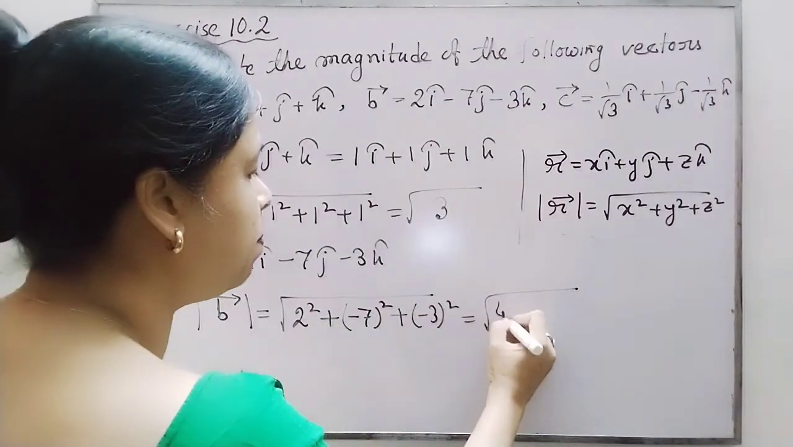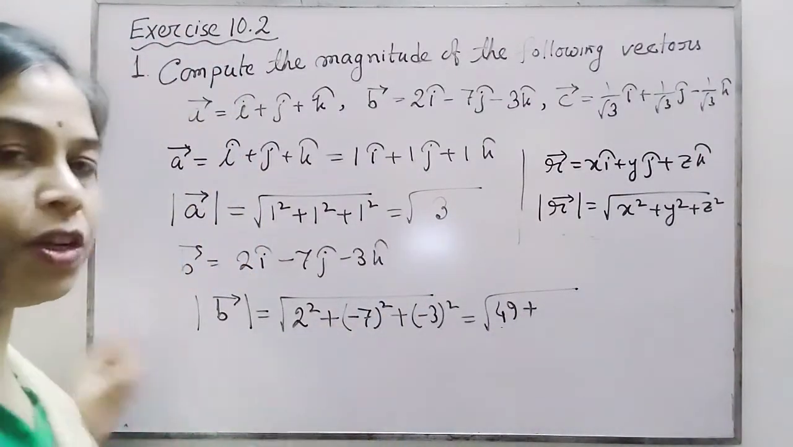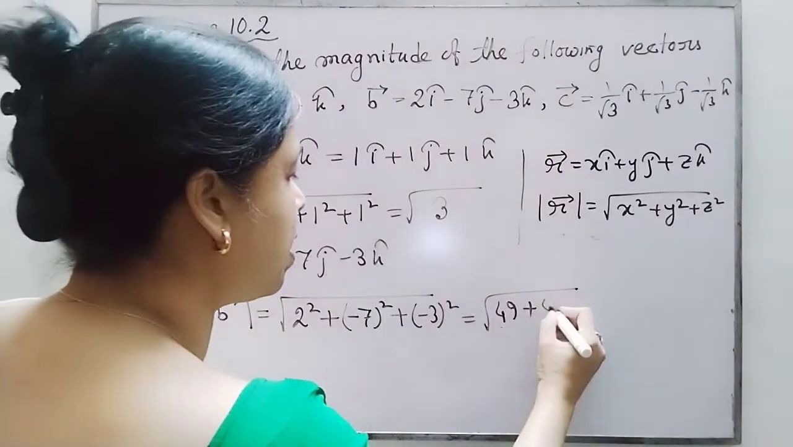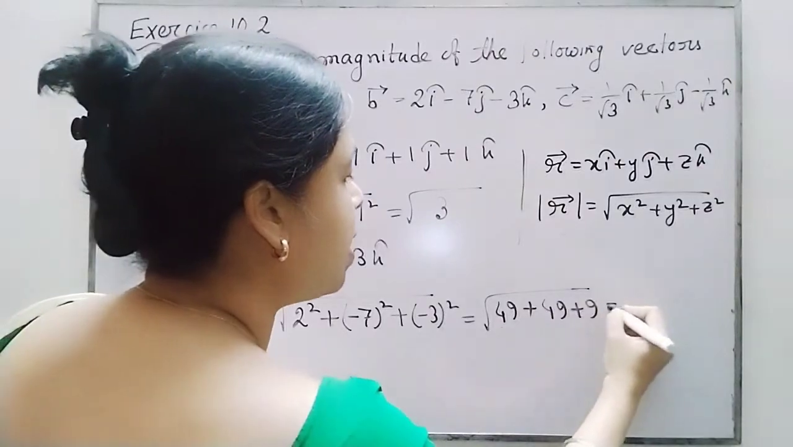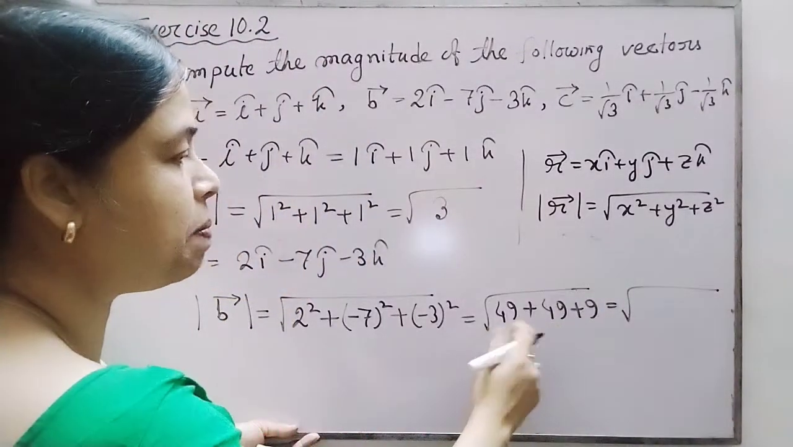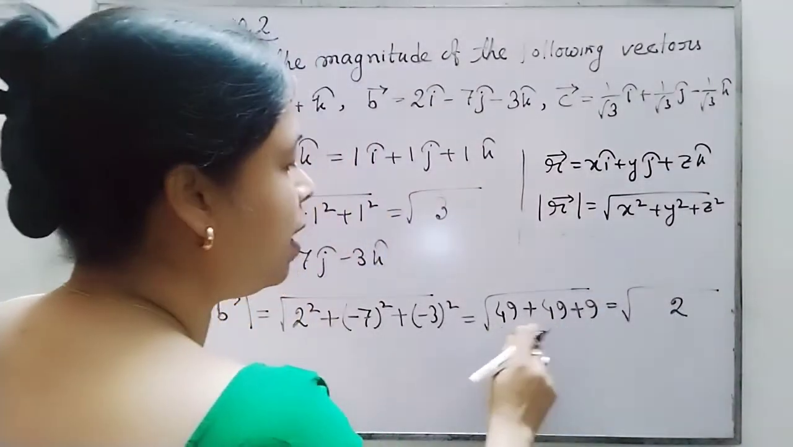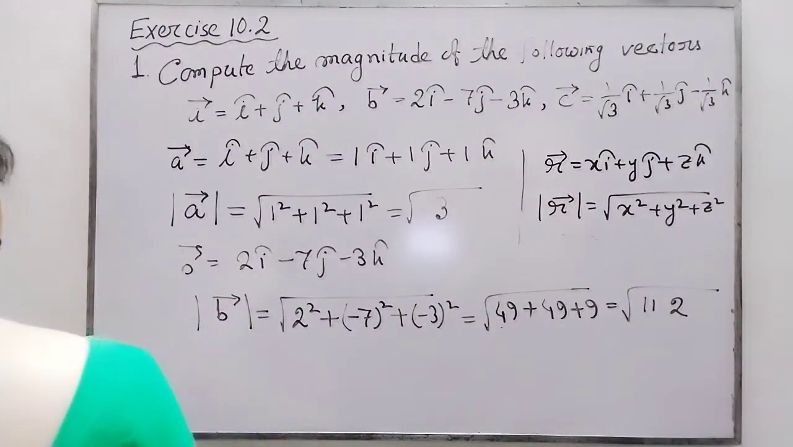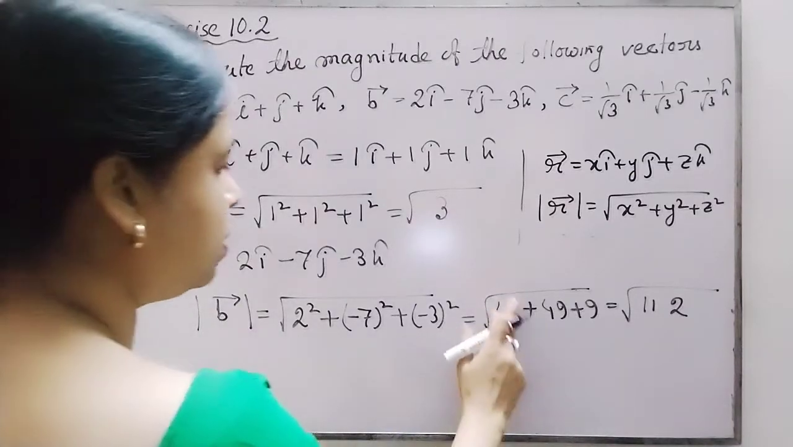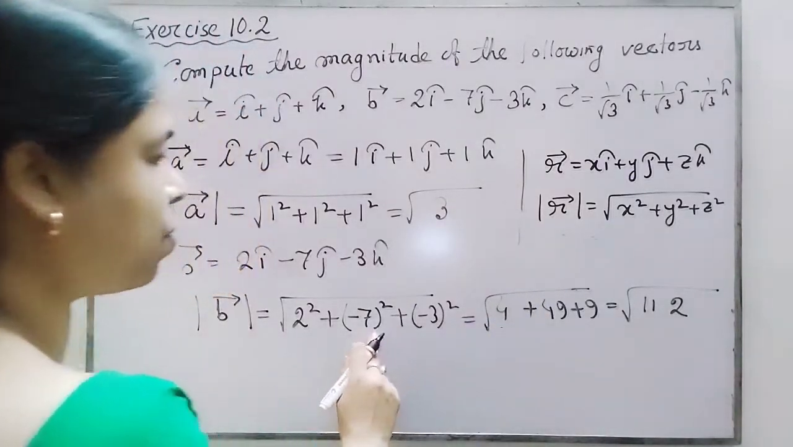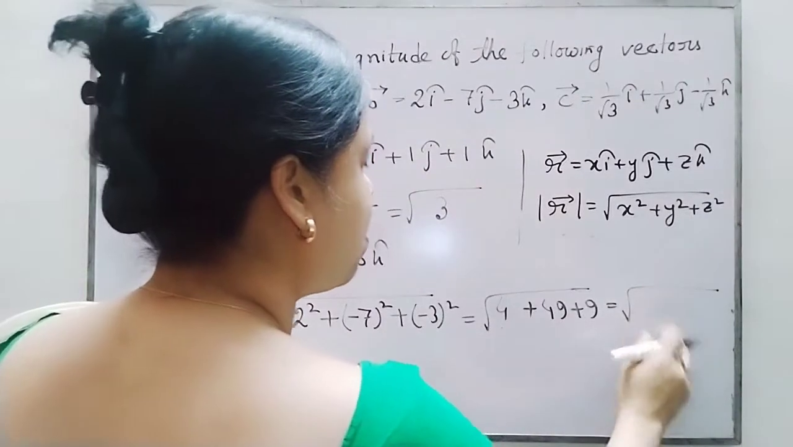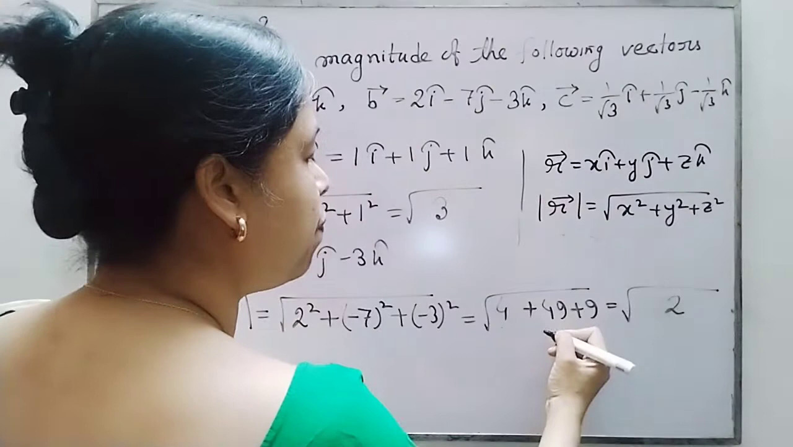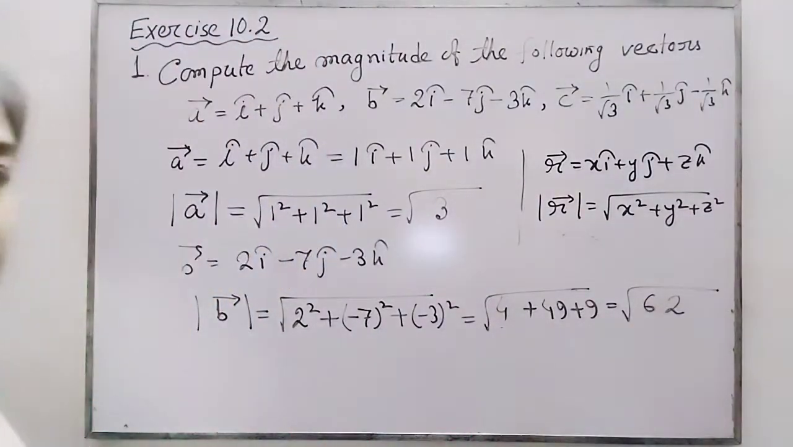2 square is 4, plus minus 7 into minus 7 gives you plus. Square of a negative number is also positive. So it is 49, plus 9. So 4 plus 49 plus 9 is 62. So we have got under root 62.